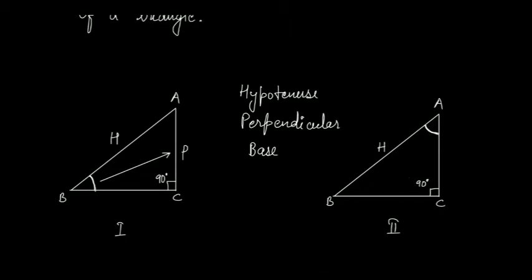And the same for the second figure. Here we are taking angle A, so the opposite side of angle A is BC. So BC is the perpendicular here, and the remaining third side, that is AC, will be the base. So never be confused about this.